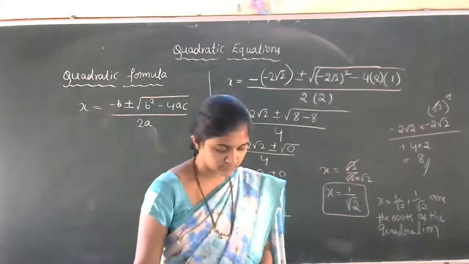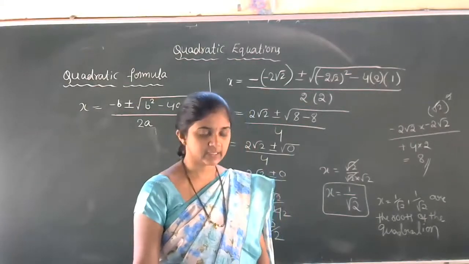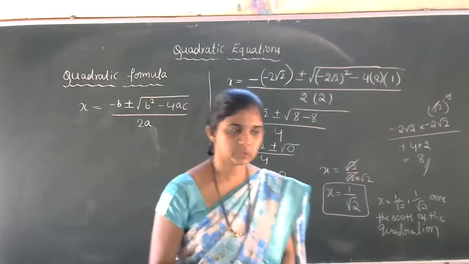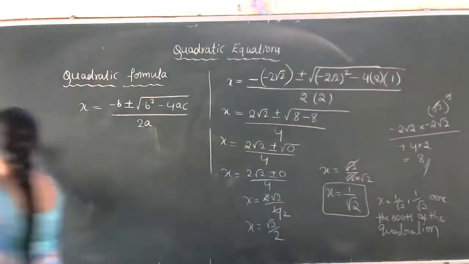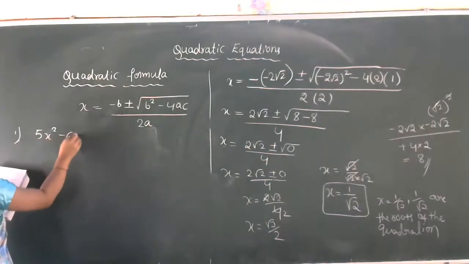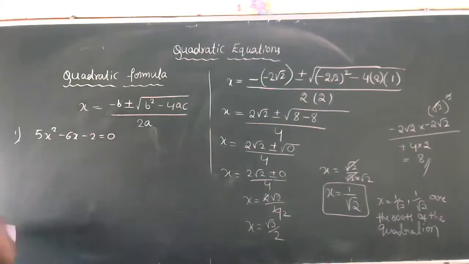First, the exercise problems we'll take. Okay, so then we'll discuss the exercise problems tomorrow. Okay, take the equations. You have to use the formula method. 5x square minus 6x minus 2 is equal to 0. So this is the first equation.